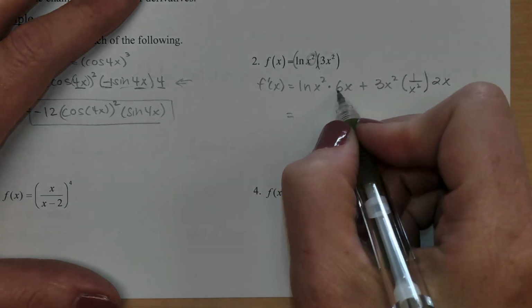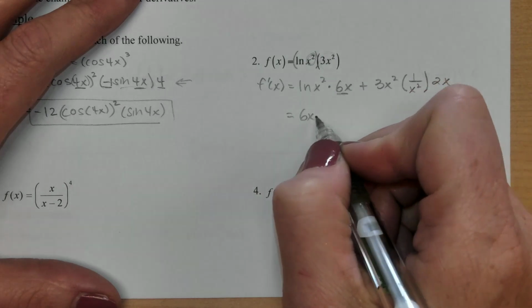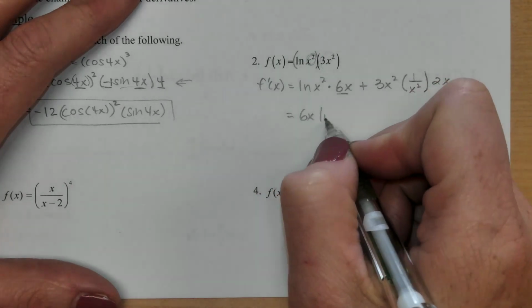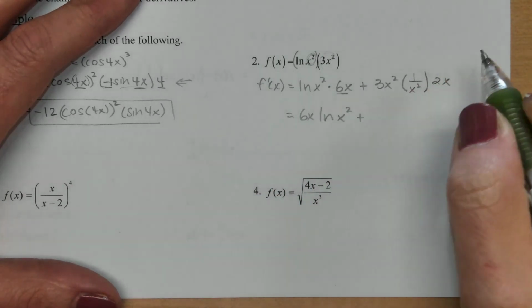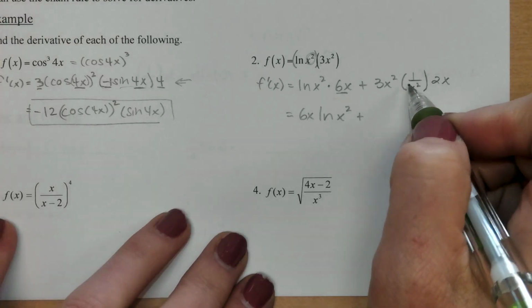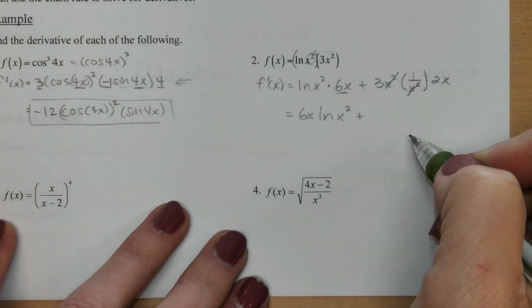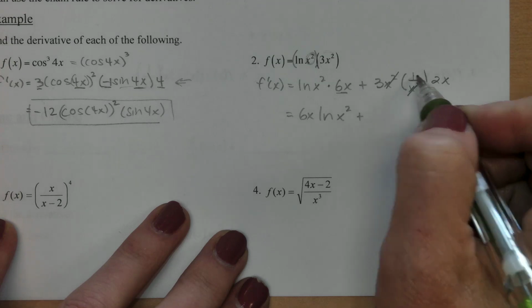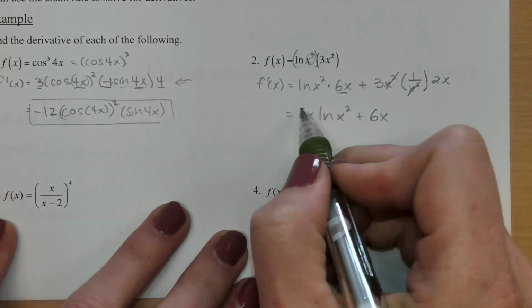So now I'm just going to clean up a little bit. Normally we'll throw the coefficients and other variables out front. I've got natural log of x squared plus, I do have an x squared in the bottom and an x squared on the top, so I can just reduce those. And I'm left with 3 times 1 times 2x, which is just 6x.